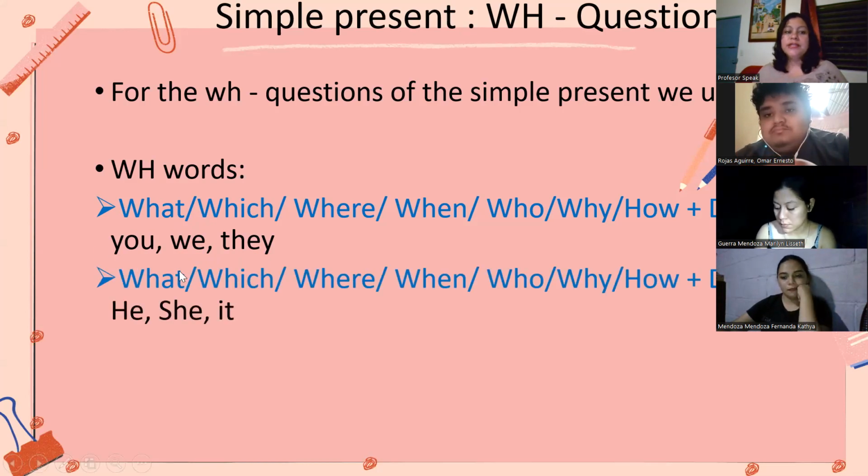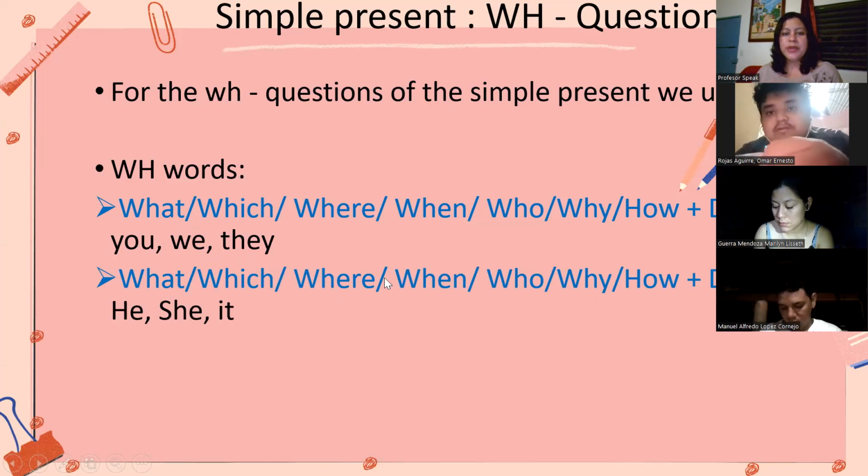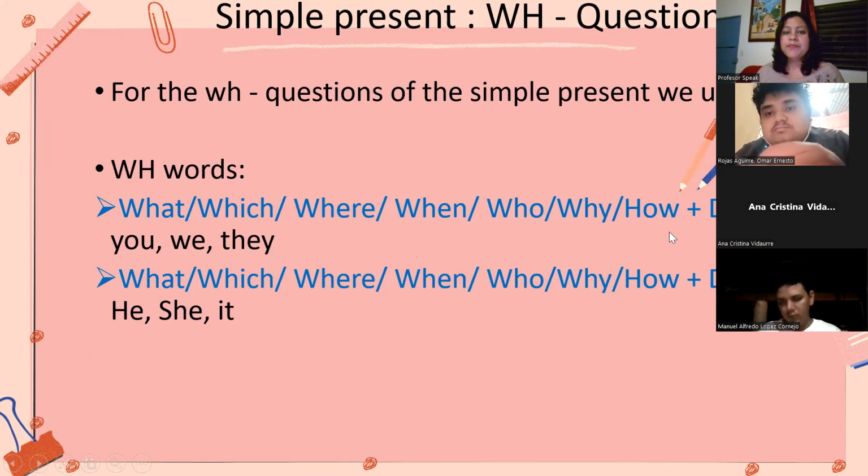Also, we use the WH word, what, which, where, when, who, why, and how, plus the auxiliary does. Does is going to be for he, she, and it, okay? So the WH is going to be the same WH. The difference is going to be the auxiliary that you use after the WH, that you can either use the auxiliary do or does for third person after the WH word, okay? So this is like the structure.